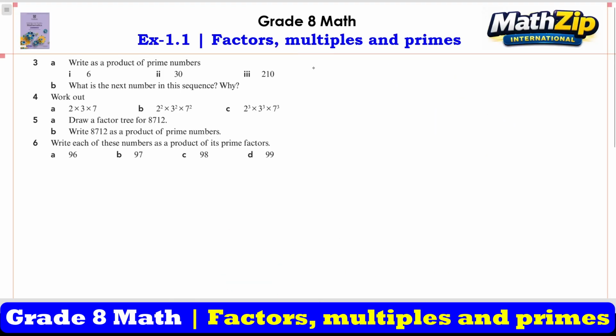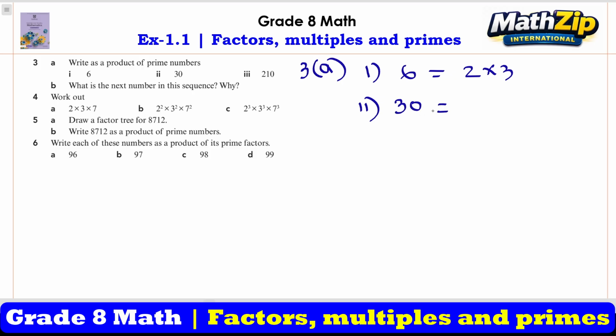Number 3, write as a product of prime numbers. First, it's a 6. So 6 can be written as 2 times 3, right? Second, it's a 30. How can we write this one? It's 2 times 3 times what? It's a 5. We can make a rough like this. 30 divided by 2, we will get 15. Then once we divide by 3, we will get 5. So 2 times 3 times 5 is 30.